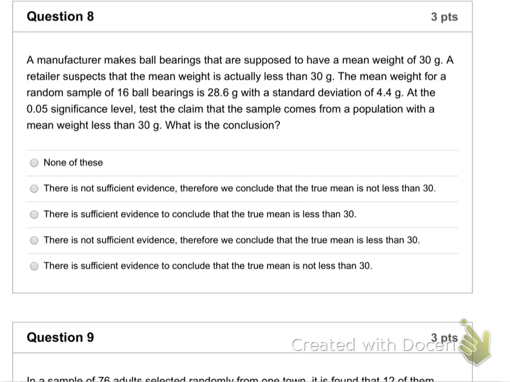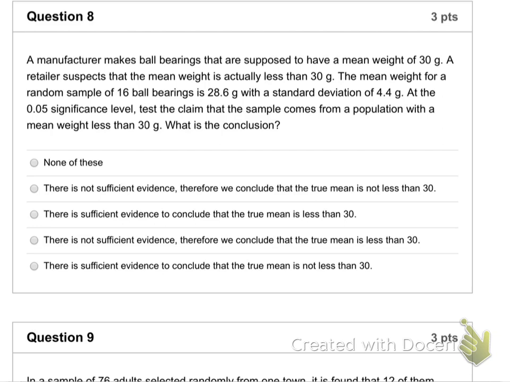A manufacturer makes ball bearings that are supposed to have a mean weight of 30 grams. A retailer suspects that the mean weight is actually less than 30 grams. The mean weight for a random sample of 16 ball bearings is 28.6 grams with a standard deviation of 4.4 grams. At the 0.05 significance level, test the claim that the sample comes from a population with a mean weight less than 30 grams. What is the conclusion? Again, they just have the words and the final conclusion, don't they? None of the in-between. Sometimes they'll just ask us for the p-value. You'll see in a minute.